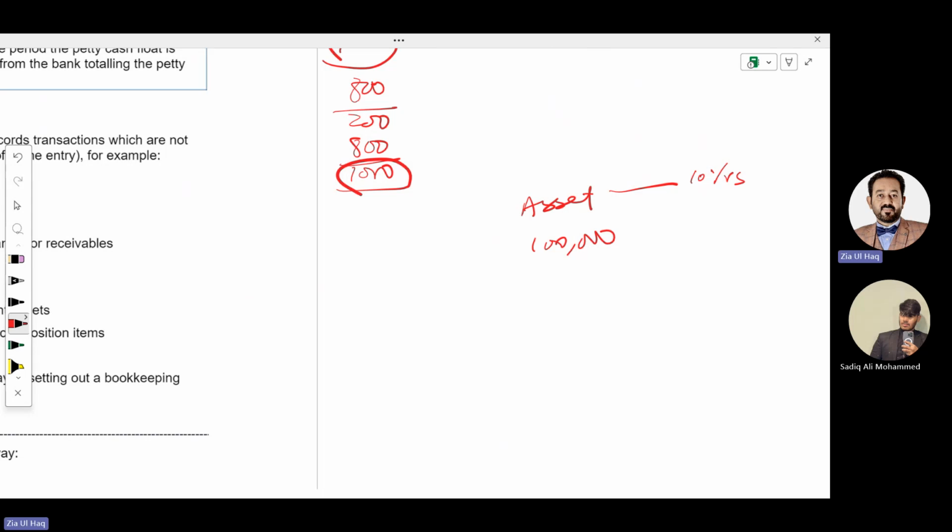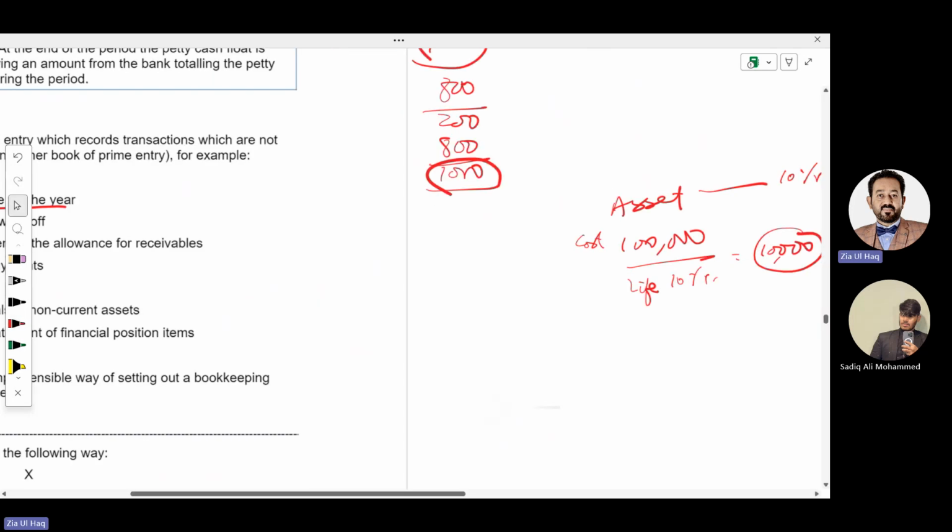All assets should be depreciated over their useful life. If the asset cost is 100,000 and its life is 10 years, this means every year the company needs to charge depreciation of 10,000 in the profit and loss account, because the company is using that asset to generate revenue. So we need to charge the cost of the asset every year to the revenue.